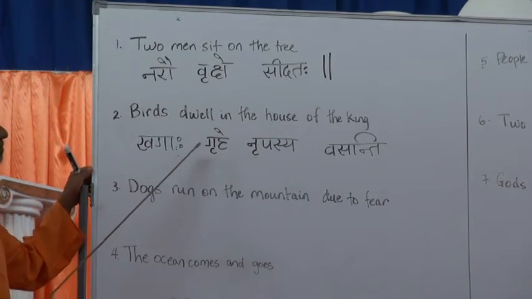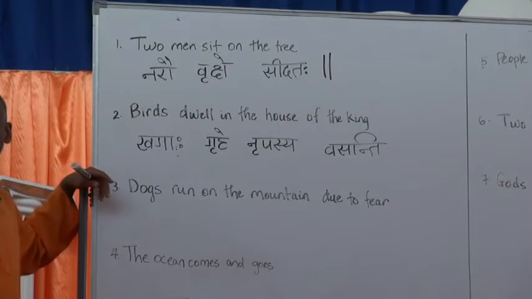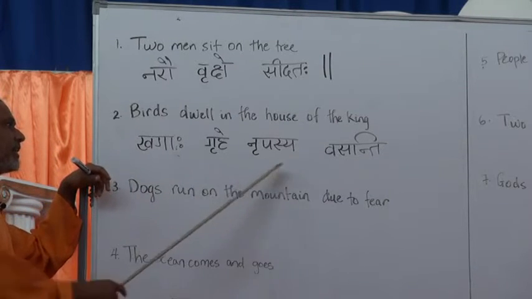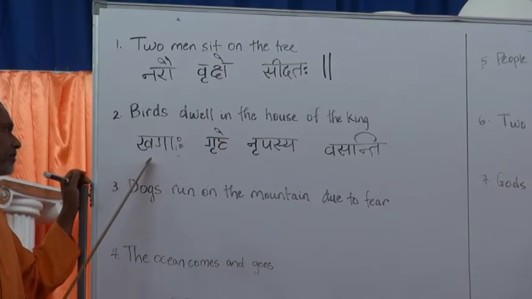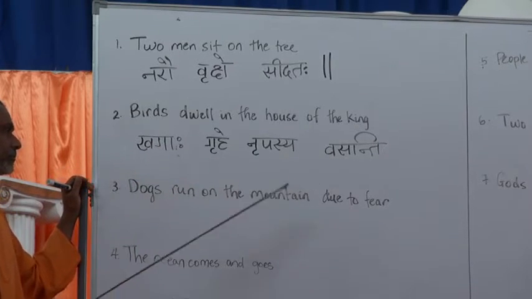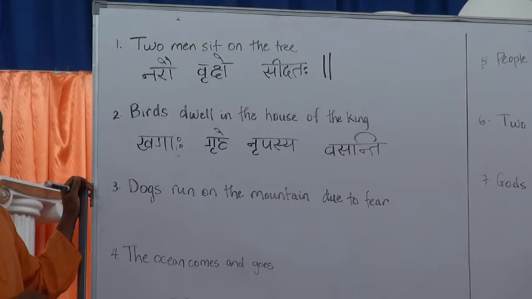Usually that Nripasya will be before the Griha in regular writing. So, Khagaha Nripasya Grihe Vasanti. Say? Okay, read it as on the board. Khagaha Grihe Nripasya Vasanti. Which one? Yeah, I just told you, anyone you put. Before or after, it doesn't matter.